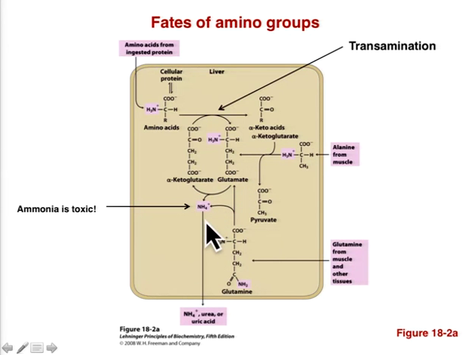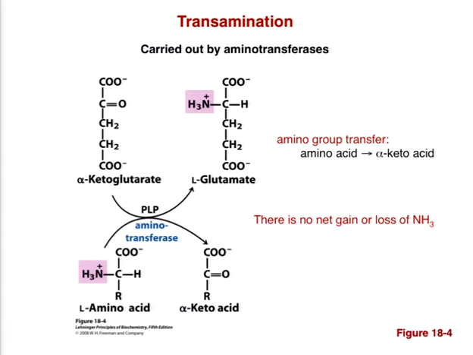But what are we going to do with ammonia? So ammonia is toxic. We need some way to encapsulate the reactivity and the chemical properties. So this is a very alkaline substance, right? So if you have a high level of ammonia, your pH is going to be really high. So you need to do something with that to safely remove it from the organism.